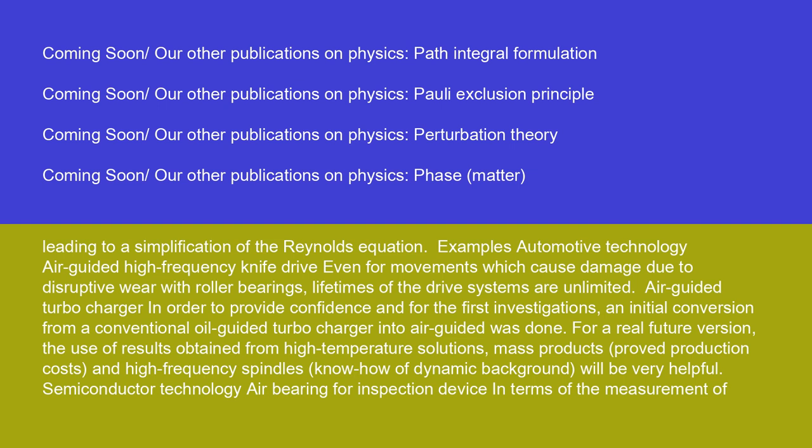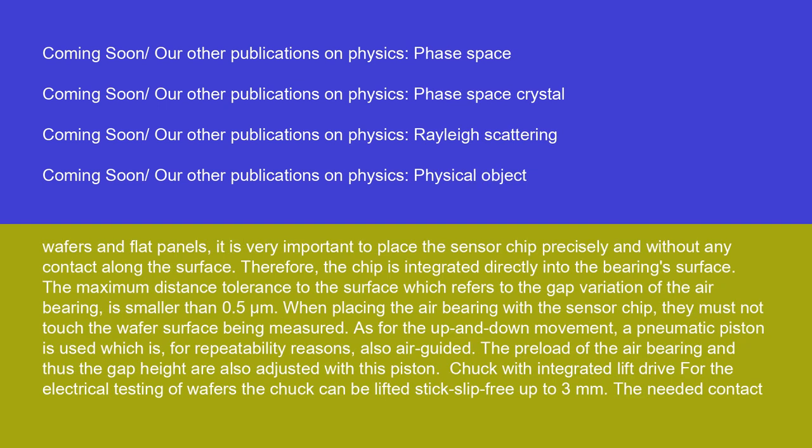Semiconductor technology, air bearing for inspection device. In terms of the measurement of wafers and flat panels, it is very important to place the sensor chip precisely and without any contact along the surface. Therefore, the chip is integrated directly into the bearing surface. The maximum distance tolerance to the surface, which refers to the gap variation of the air bearing, is smaller than 0.5 micrometers. When placing the air bearing with the sensor chip, they must not touch the wafer surface being measured. As for the up and down movement, a pneumatic piston is used, which is, for repeatability reasons, also air-guided.